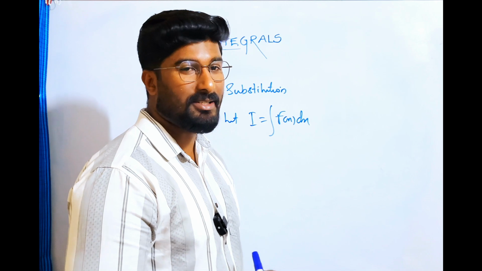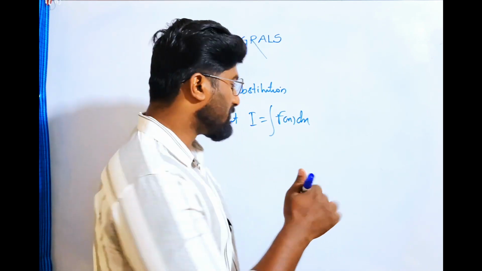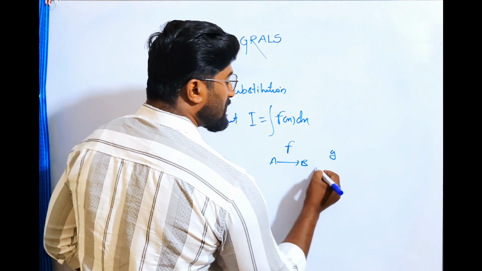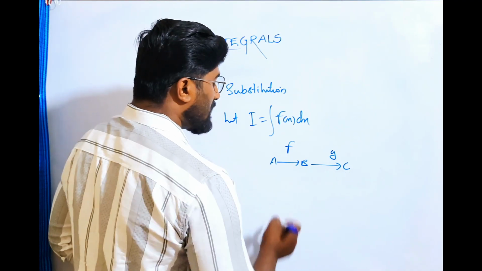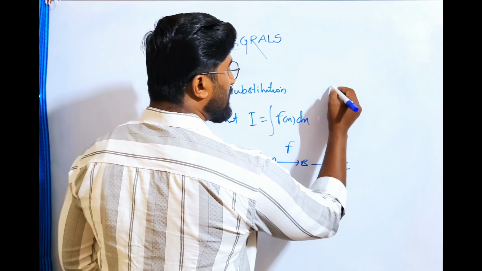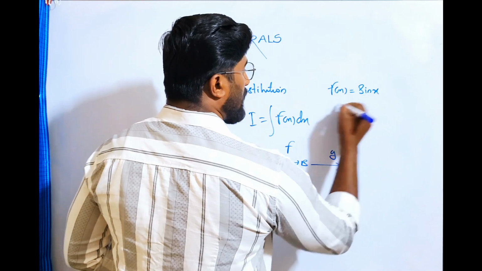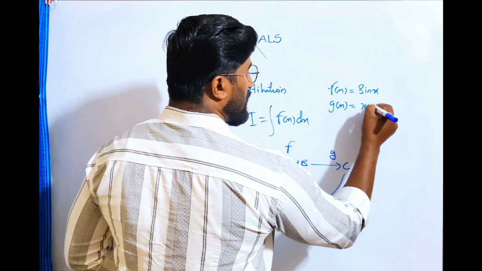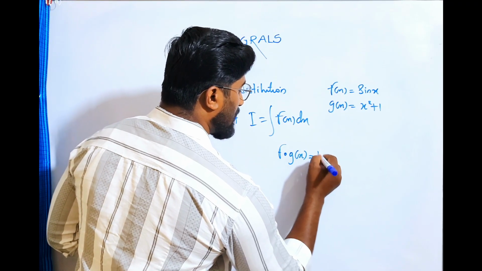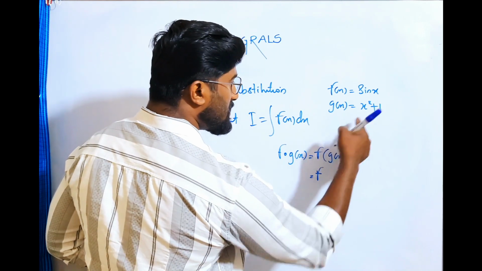So what is a composite function? You have studied it in chapter number 1. f is a function defined from A to B, and g is another function defined from B to C, then the function defined from A to C is called a composite function. Example: suppose I take f(x) = sin x and g(x) = x² + 1. Here (f∘g)(x) is equal to f(g(x)), that is equal to f of, what is g(x)?